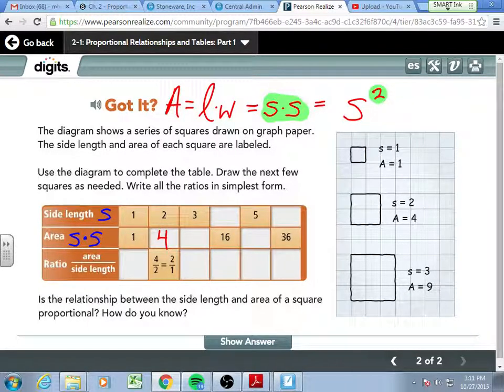So area is always going to be, like in a square, the side length times itself. So the area for a square with length 2 is going to be 2 times 2. So then 4. So this will be 3 times 3. This is 9.